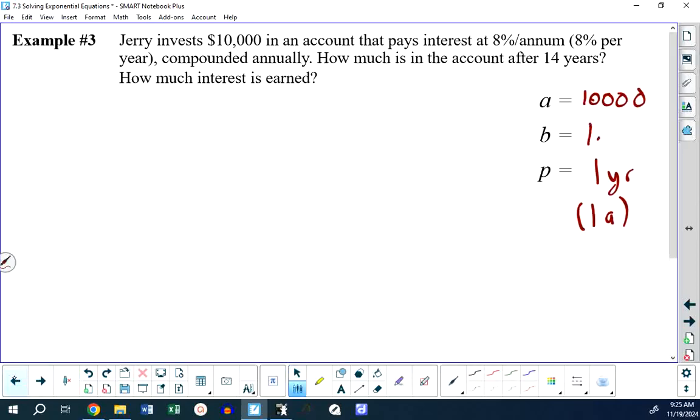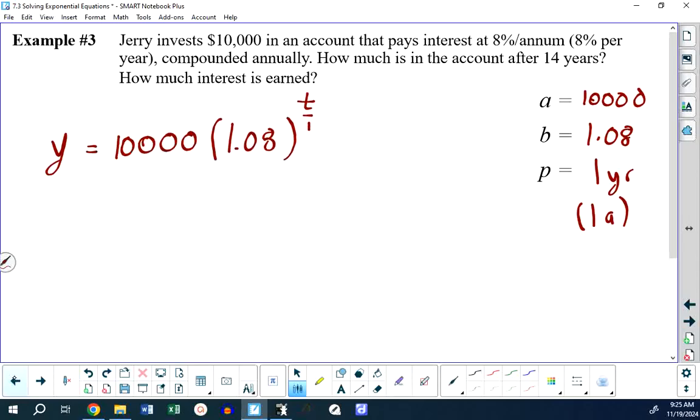B, of course, is going to be 1.08, and I'll just give you a second to ponder where I got 1.08 from. 8% growth, right? 100% plus 8% is 108%. So the formula for Jerry's investment is y equals 10,000 times 1.08 raised to the t over 1, which is y equals 10,000 times 1.08 to the t. You don't have to write over 1. I'm just writing it twice.